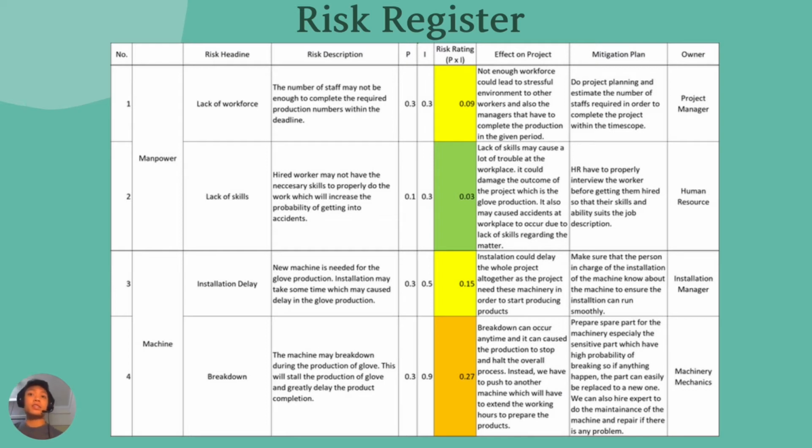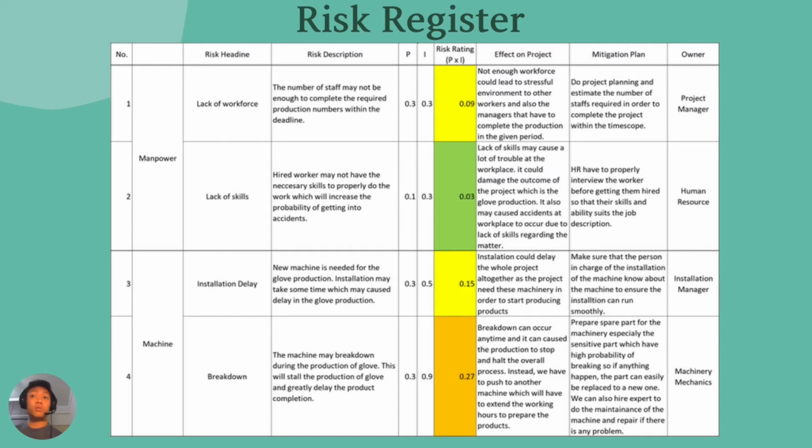Secondly is the lack of skills. Lack of skills means that the worker does not have the necessary skills to properly do the given task. This can cause unwanted accidents to happen at the workplace. We consider this threat to be low, which is 0.03, as the probability for it to happen is very low. As the mitigation plan, human resource managers should properly interview the workers before hiring them so that their skills suit the job description.